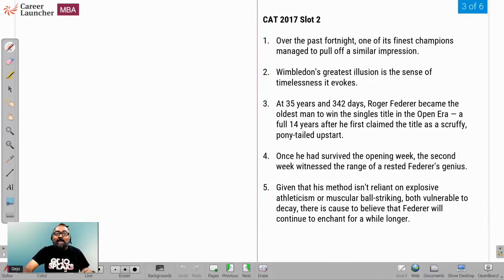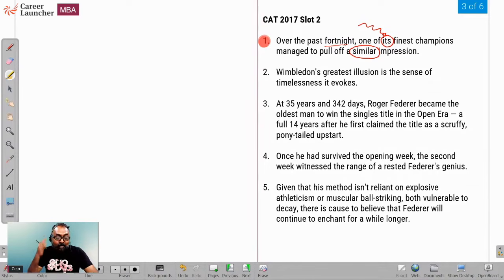Then moving on, let's figure out. Okay, so this is the third question, CAT 2017. We are going to 2017 now. It is not very difficult actually. Over the past fortnight, so fortnight will be what? A couple of weeks. One of its, this sentence definitely requires support. Finest champion managed to pull out a similar impression. So we need support for this sentence.